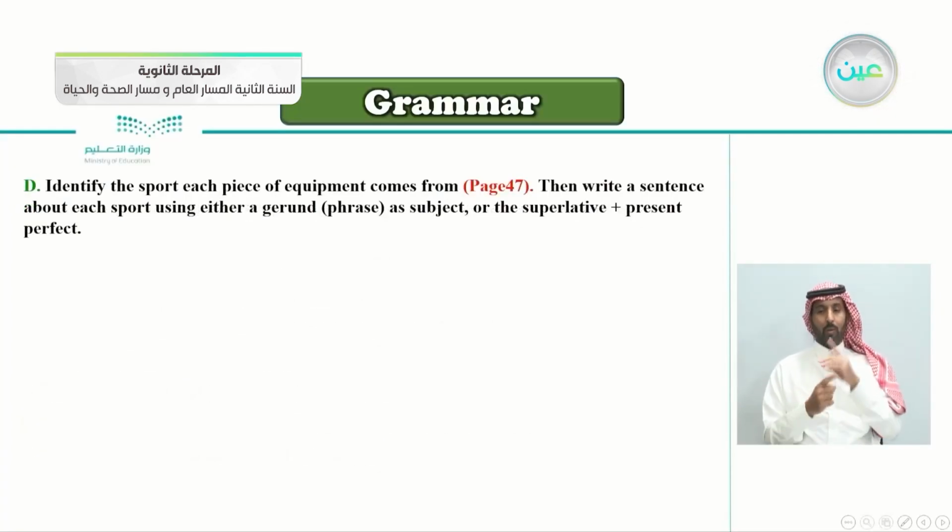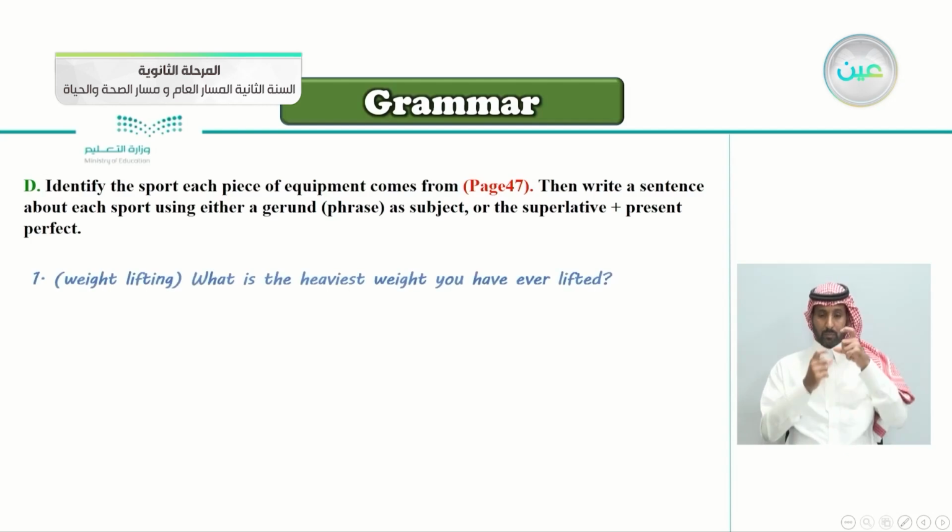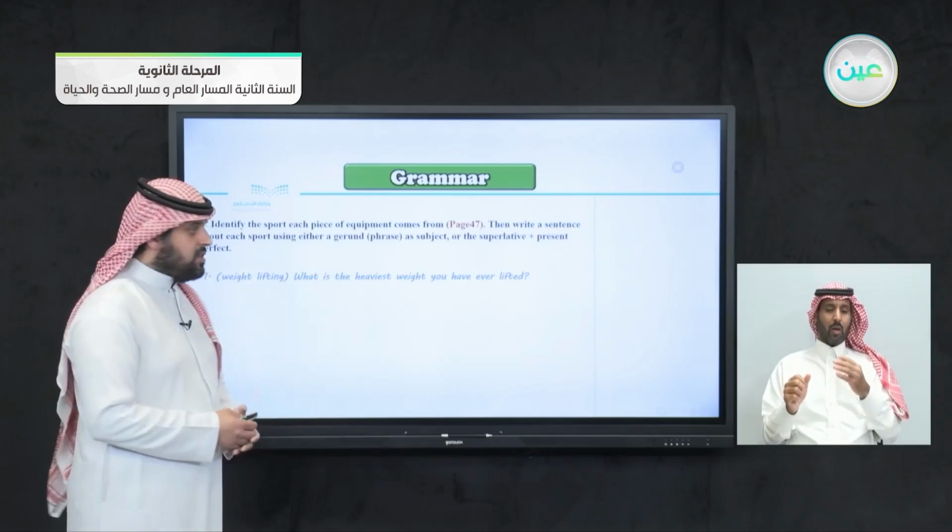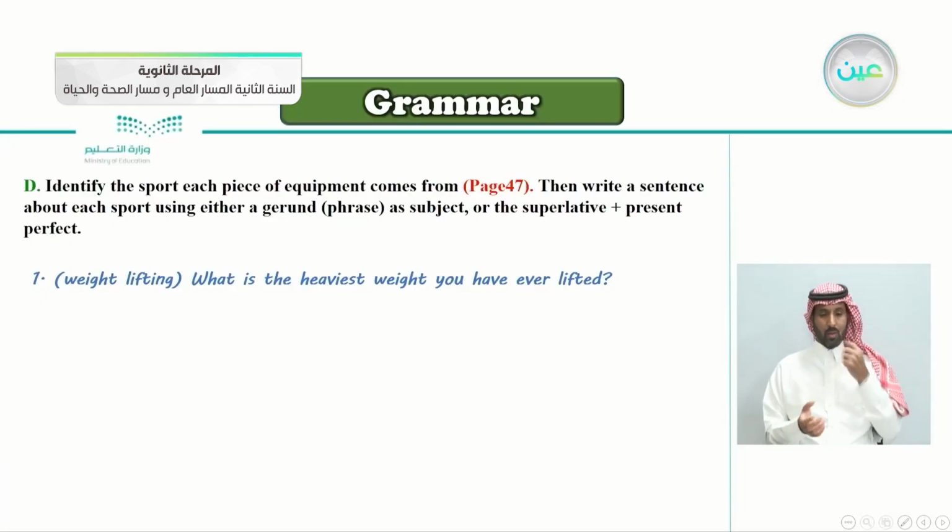Identify the sport each piece of equipment comes from, page 47. You can see the pictures there. Then write a sentence about each sport using either a gerund phrase as a subject or the superlative plus the present perfect. For example, the first one, you can see the picture number 1 about the weight lifting. You can see the dumbbells, of course. What is the heaviest weight you have ever lifted? So this is the superlative plus the present perfect.